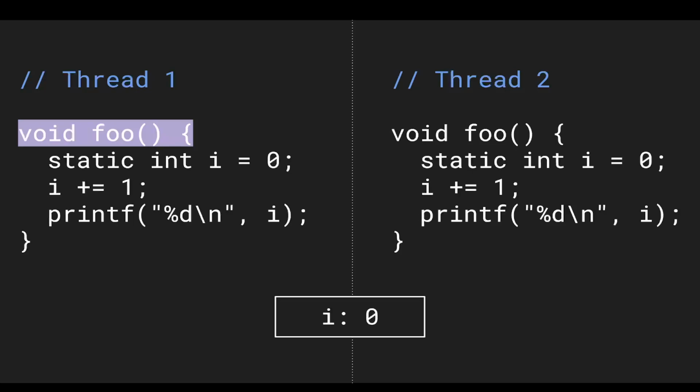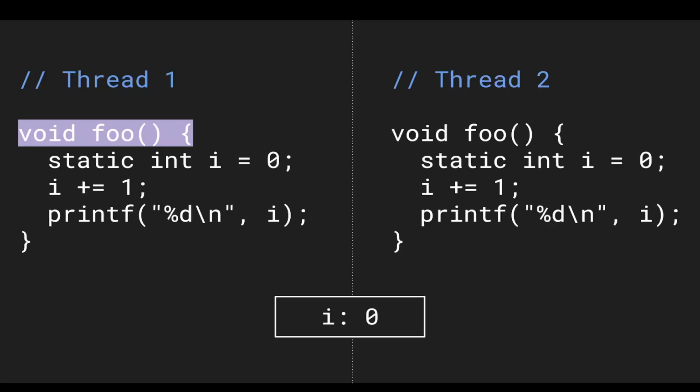And we only have one instance of the value I in that box at the bottom of the screen because the variable I has static storage. And so it's initialized before main, and we share one value of it across all the threads.